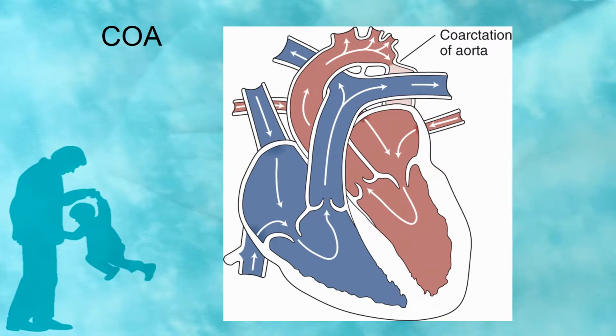COA stands for a coarctation of the aorta. Basically what you get is narrowing of the descending aorta, often near the ductus arteriosus or the left subclavian artery. This obstructs systemic circulation. This occurs in 5 to 8% of children with congenital heart disease.